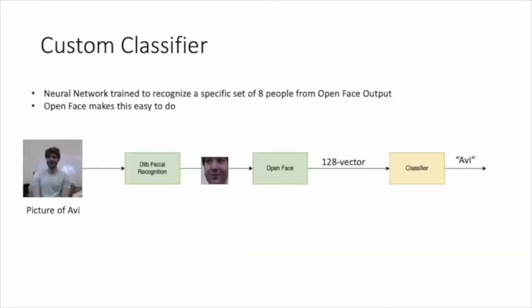To be able to classify a specific set of 8 people, we have to train a small neural network using the output of OpenFace. OpenFace does all the work of recognizing important features of an image and embedding it in the small space of 128 dimensions. A simple neural network is then able to classify specific people from your training set.